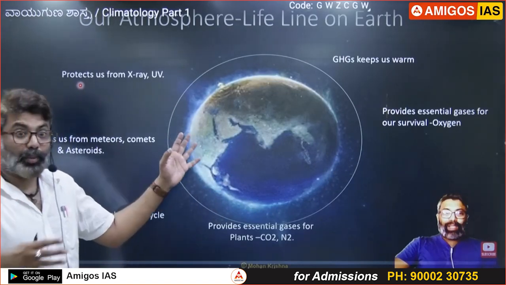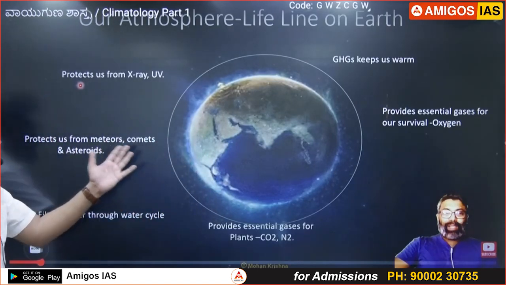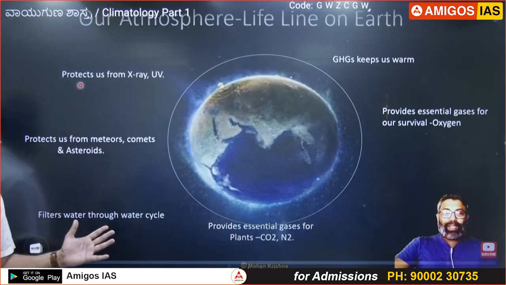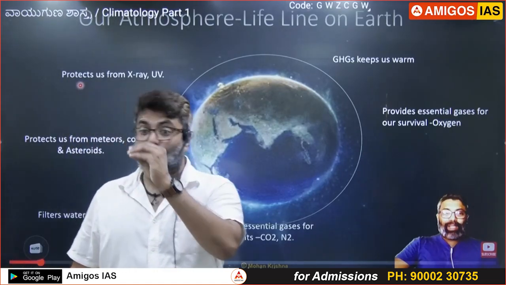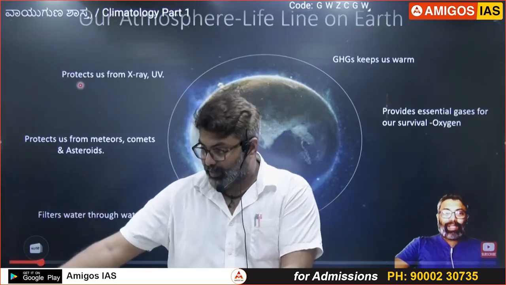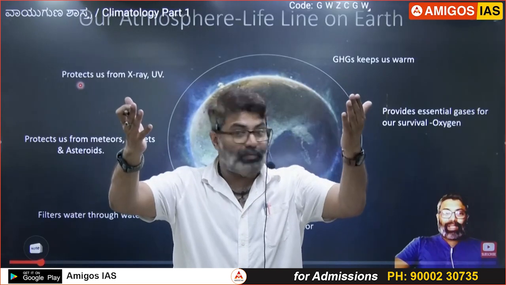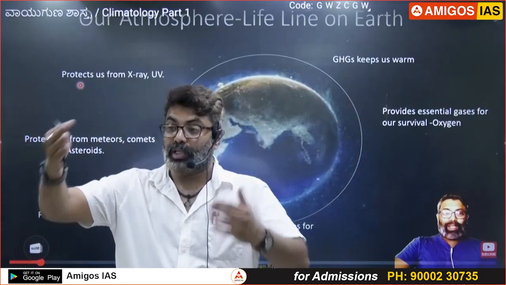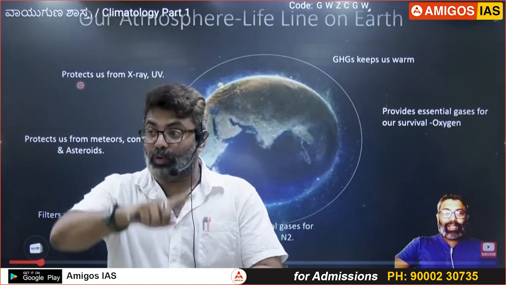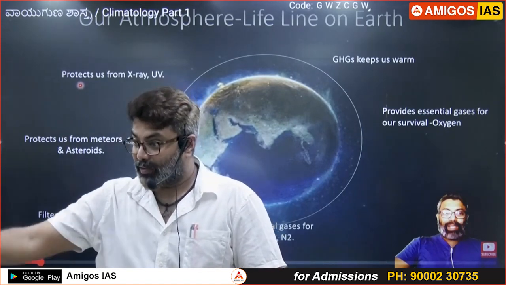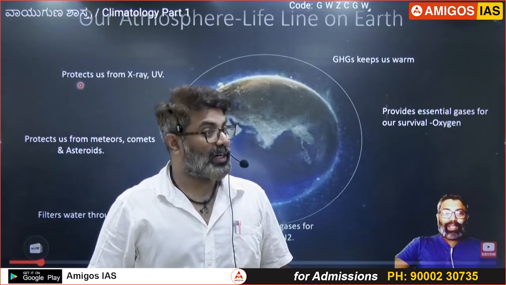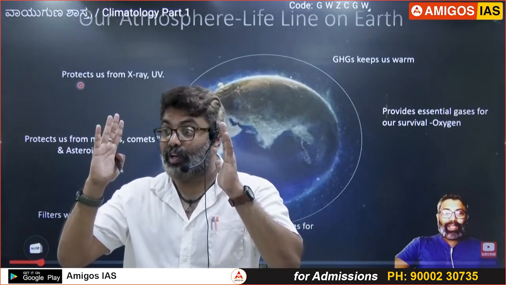So as a result, our atmosphere protects us from meteors, comets and asteroids also. And also, we have a topic called water cycle. So during the water cycle, what happens? The water from the earth's surface goes up, into the atmosphere. We call it evaporation, transpiration. It condenses in the sky, clouds are formed and it comes back as rain. Every time the water goes through this cycle, the water is filtered. So the atmosphere acts as a natural filter of water.